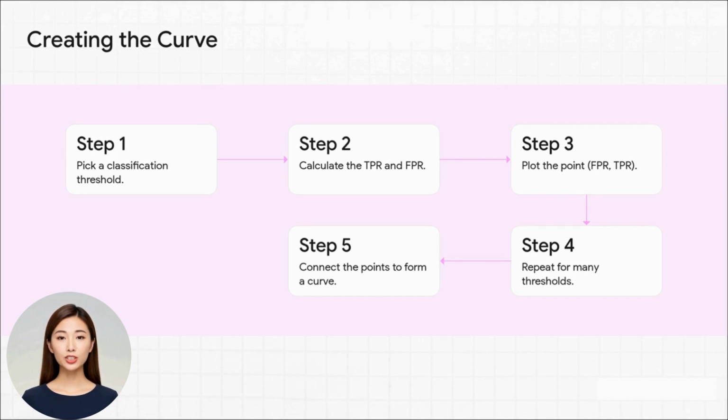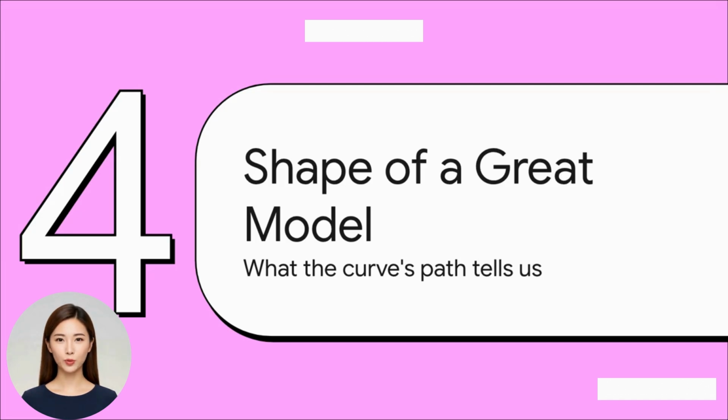Try 0.7, 0.6, all the way down. Plot a new point each time, connect the dots, and bam, you've got an ROC curve. Okay, so now we know how it's made, let's get to the fun part, how to actually read it. Because the shape of this curve tells you literally everything you need to know about how good your model is.